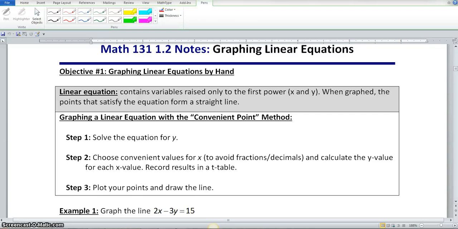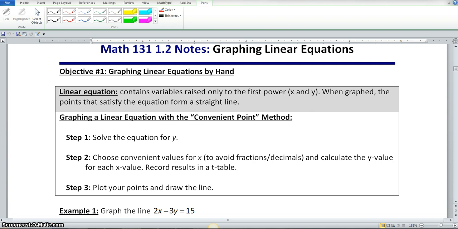Hello class, we're about to start section 1.2 notes, graphing linear equations. We have our first objective, graphing linear equations by hand. A linear equation is defined as an equation that contains variables raised only to the first power, x and y. When graphed, the points that satisfy the equation form a straight line.